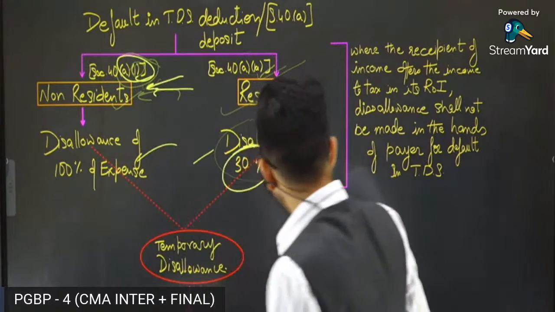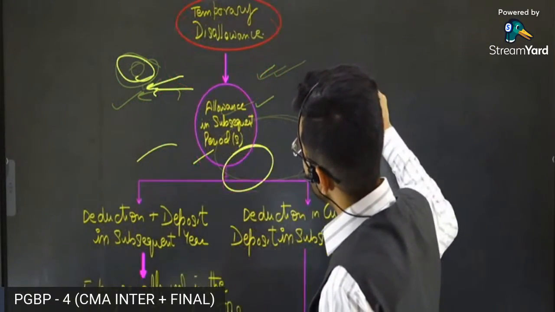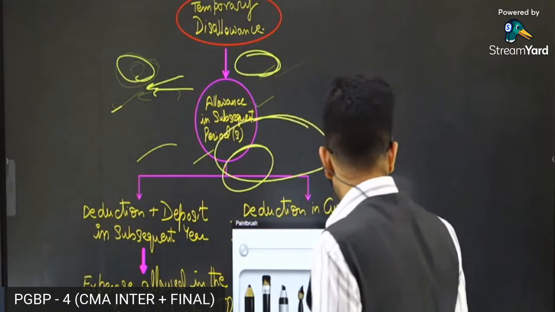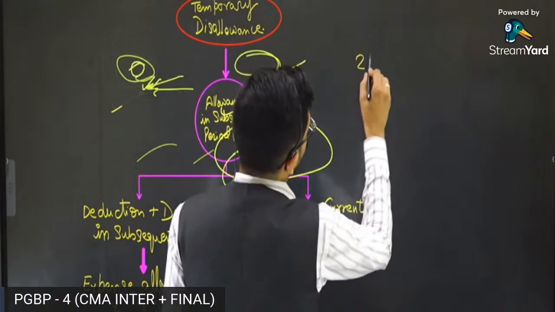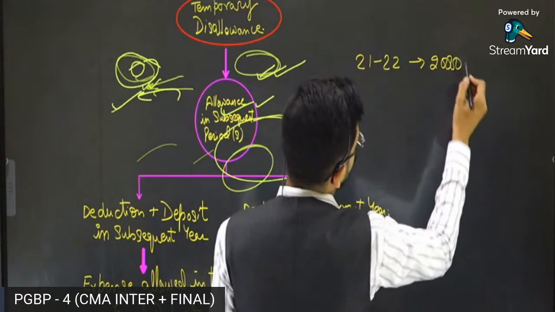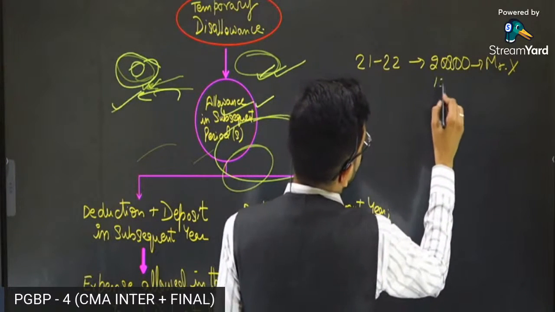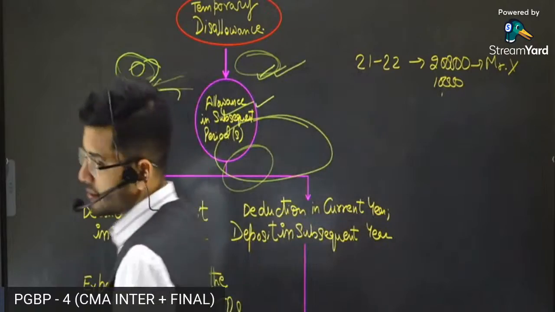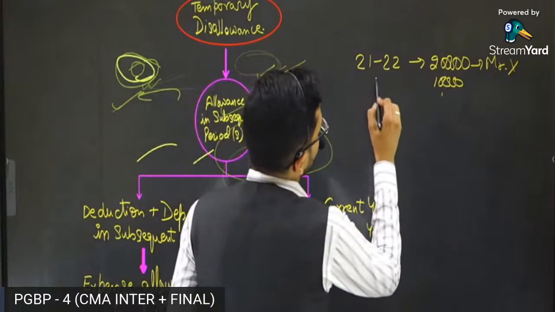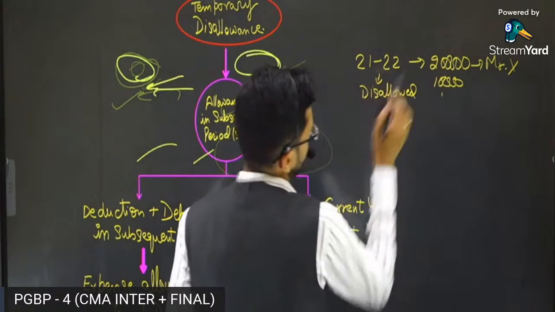Temporary disallowance. The disallowance of TDS made in the current year is a temporary disallowance. I'll give you an example. In the year 2021-22, Reliance Industries Limited paid 2 lakh rupees to Mr. X. This was subject to TDS of 10,000 rupees, but Reliance Industries Limited did not deduct TDS on this amount while making payment to Mr. X. So obviously, guys, the amount will be disallowed in financial year 2021-22.